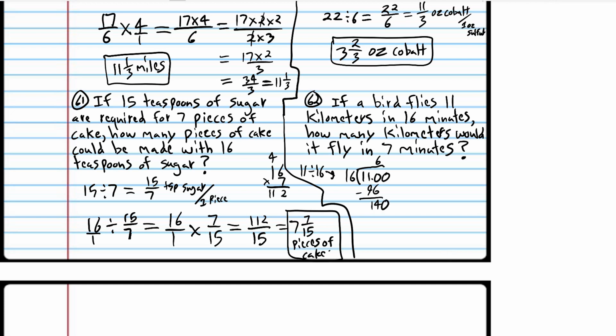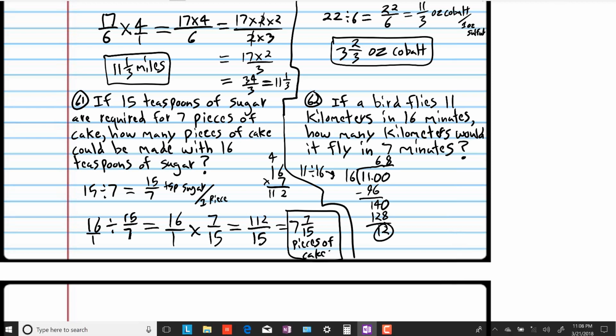16 goes into 140, I believe about 8 times. Again, you can do this multiplication on the side if you want. 8 times 16 is 80 plus 48 is 128. That looks right. Remainder is 12. Remainder is smaller than the divisor, so that's good. Bring down a 0.